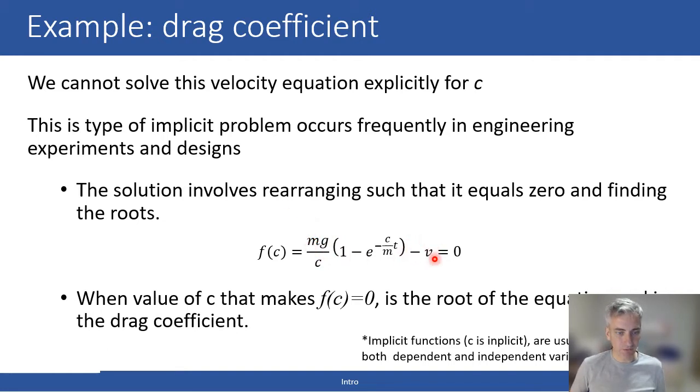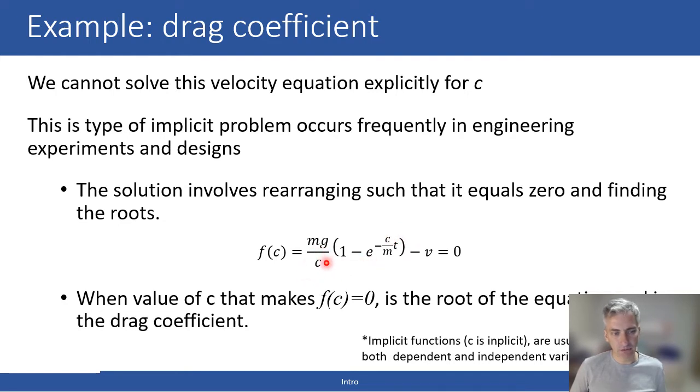If we subtract the velocity from both sides, we know that this part of the equation should equal 0 when c is the correct drag value. So what we could then do, because we know the mass, the granny is able to know her weight, we know the acceleration due to gravity, and we know the time and velocity at every point, is just try different values of c until this part of the equation is equal to 0. In other words, we can find the root of the equation.